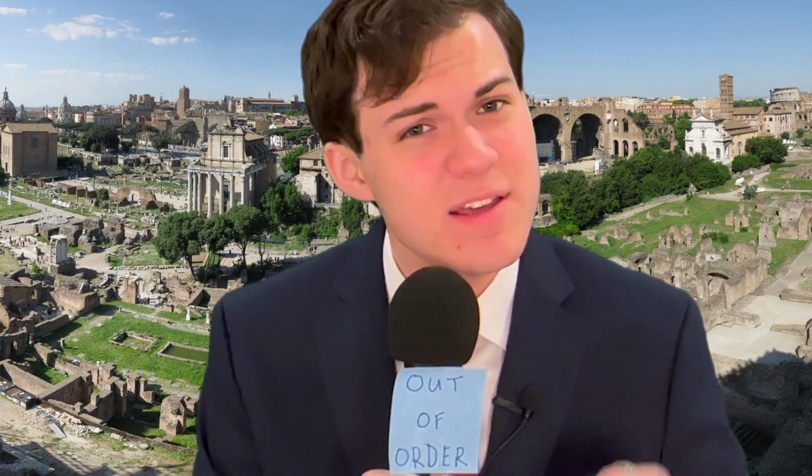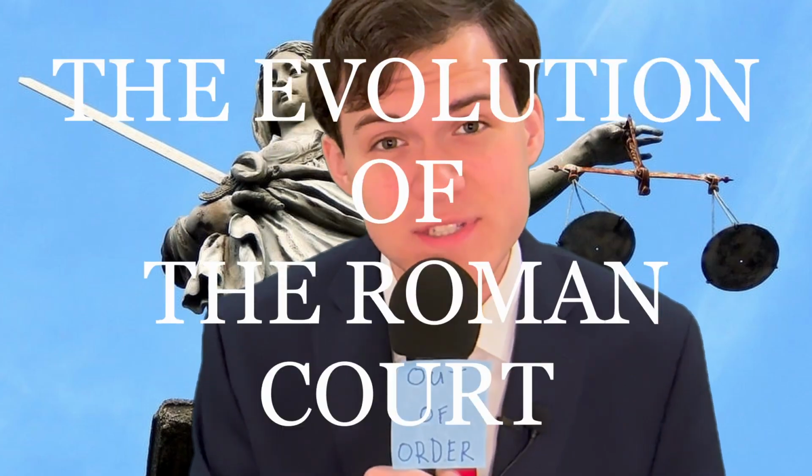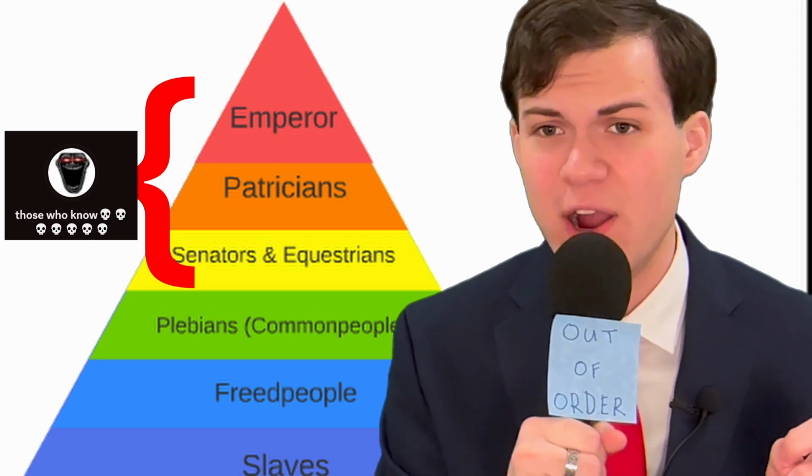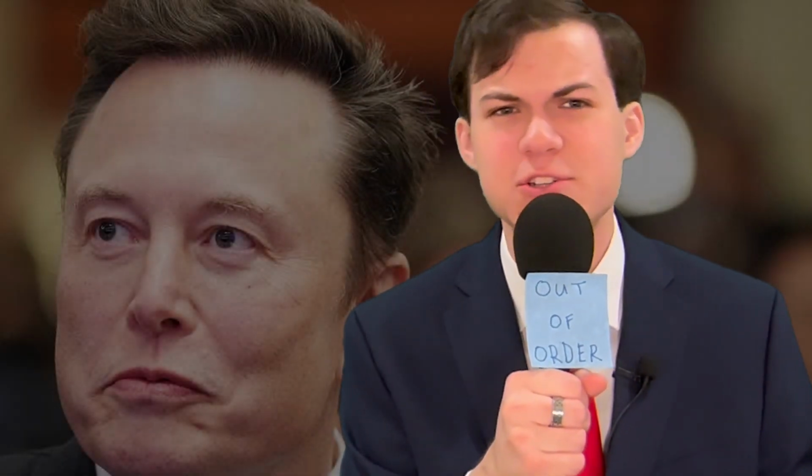So you don't like to read? Well, that's okay. I'm gonna give you the gist. This is the evolution of the Roman court. Before 450 BCE, only rich people knew how to rule trials. Because only rich people should control everything.